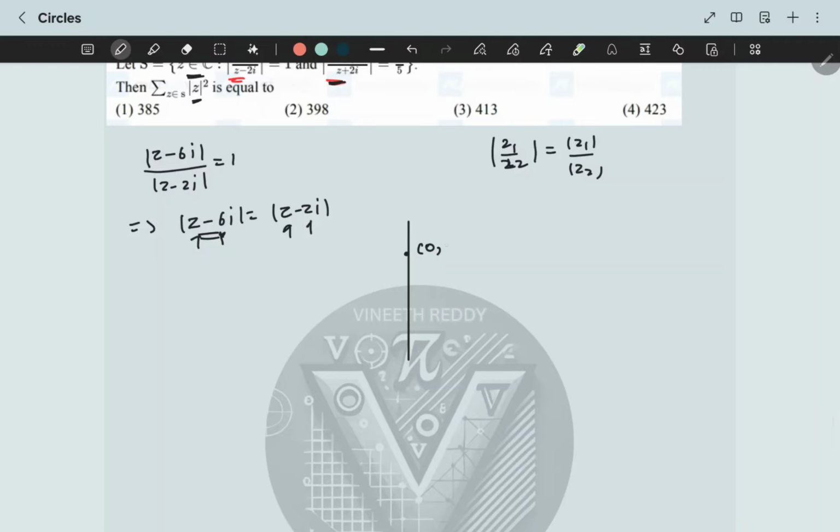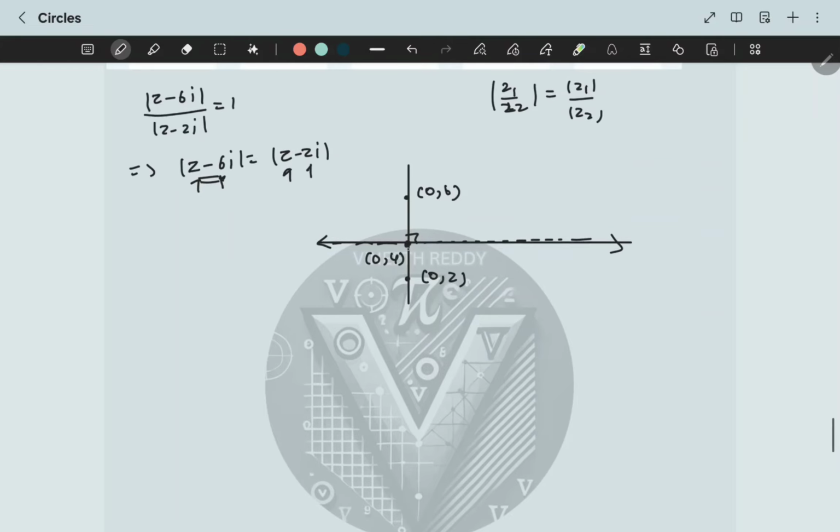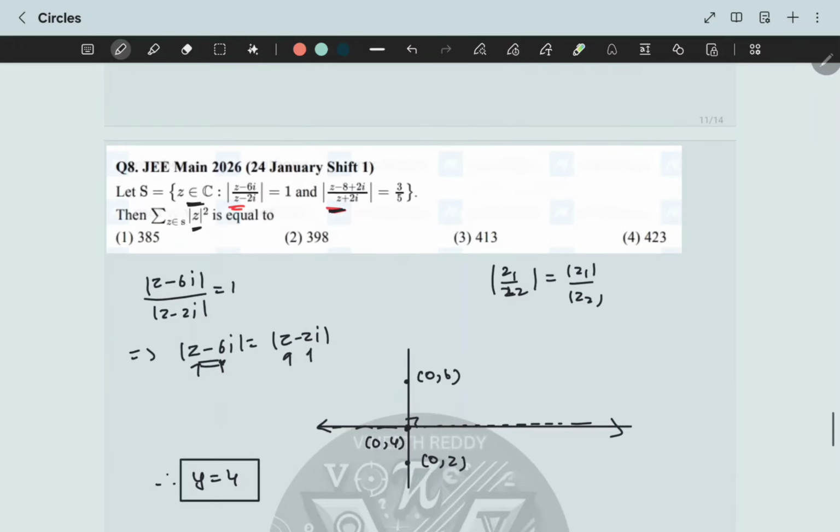6 iota means it is (0, 6), a point on the y-axis, and 2 iota means (0, 2). So z is a point which is equidistant from these two points. So it should be the perpendicular bisector, and this point should be (0, 4). z can lie anywhere on this line. Since it is a perpendicular bisector, this is a line parallel to the x-axis, so the equation of that should be y equals 4. That means if I solve the first part, I am getting this.